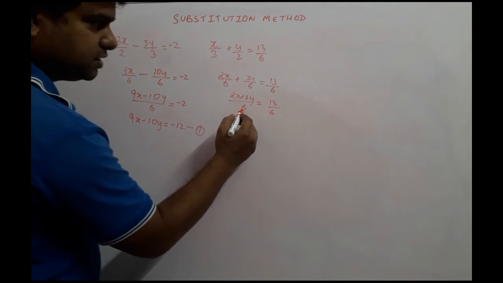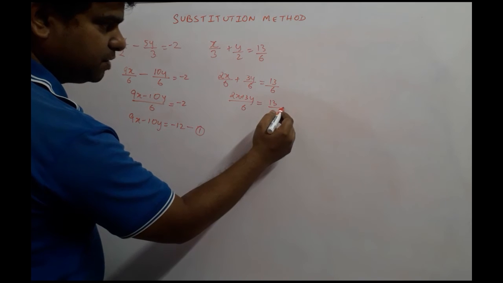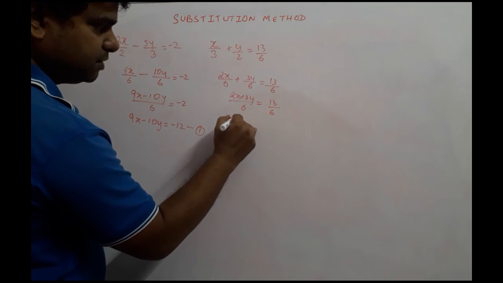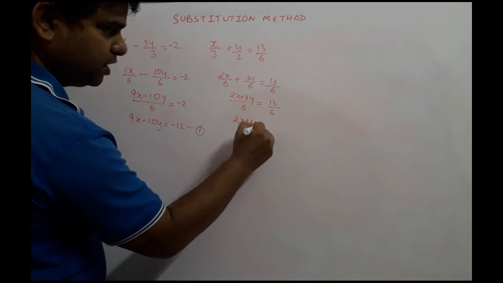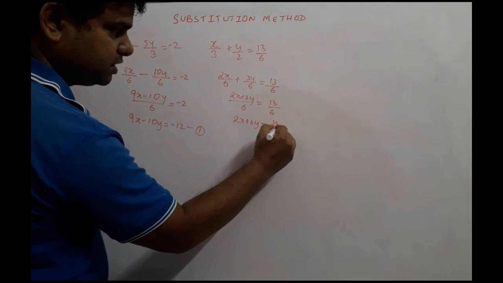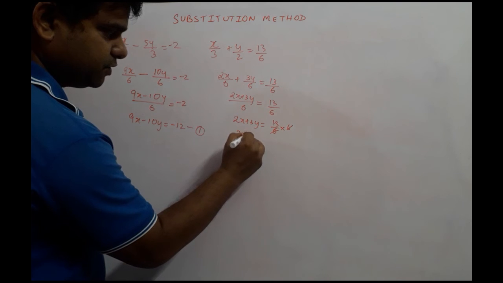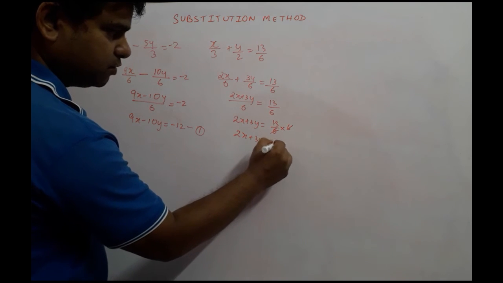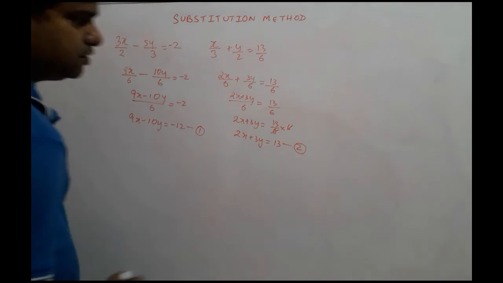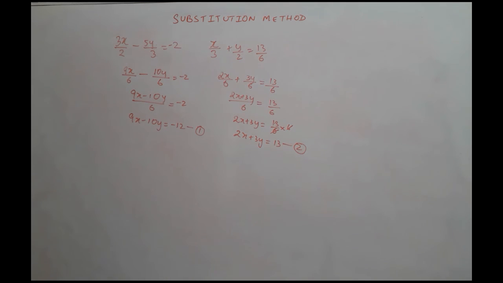Now if we take this 6 on the other side, this will get multiplied. Okay, so it will be something like this: 2x plus 3y equal to 13 upon 6 into 6. The 6 and 6 cancel, and we will get 2x plus 3y equal to 13, which we can take as equation 2. Now that we have got both given equations in linear form, we can proceed with our substitution method.